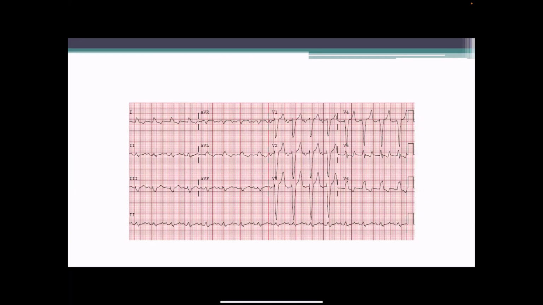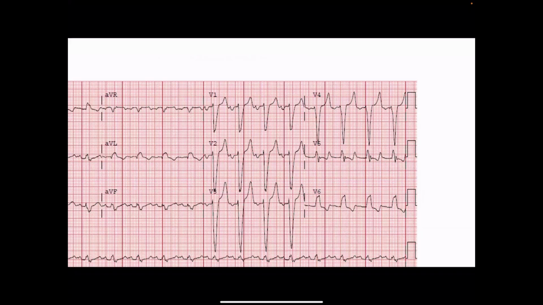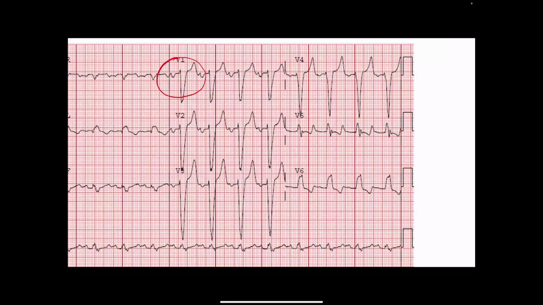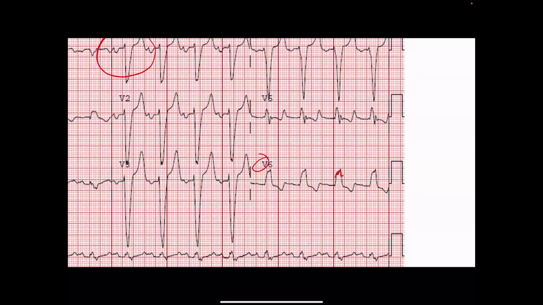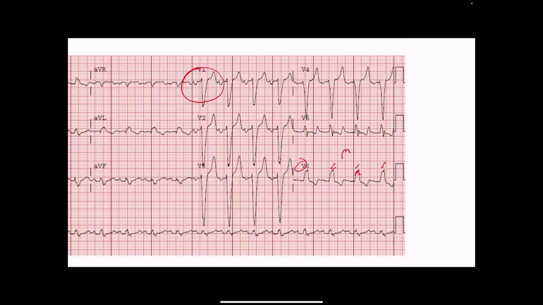I'll give you a hint. It's a bundle branch block. Is it left or right? Left. Exactly. Why? Because in V1, it's deep. Exactly. And in V6, you have the notch here. Yes, the notch. It kind of looks like this. Okay, perfect. What about this one?